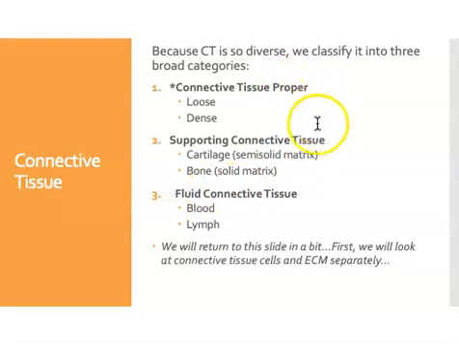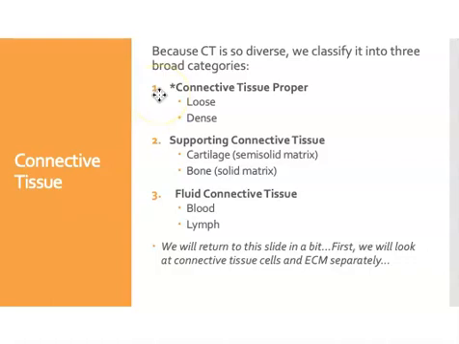Now, under each of these headings, I have listed two different types. So, connective tissue proper has both a loose type and a dense type. Supporting connective tissue includes both cartilage and bone. And fluid connective tissue includes both blood and lymph. And lymph is simply the fluid that flows through your lymphatic vessels in your body. We're going to return to this slide in a little bit, but for now, I want you to know that we're going to focus primarily right here.